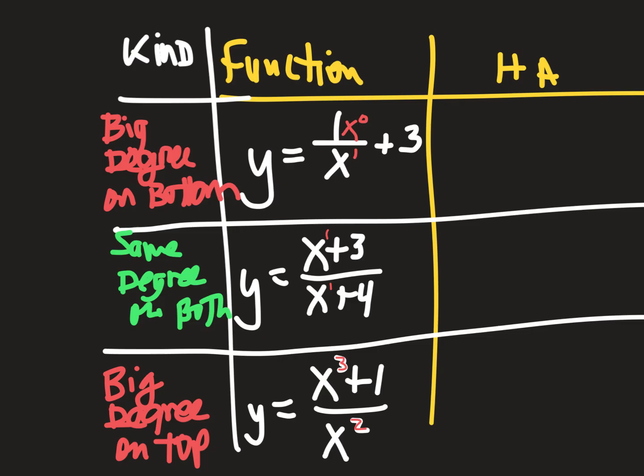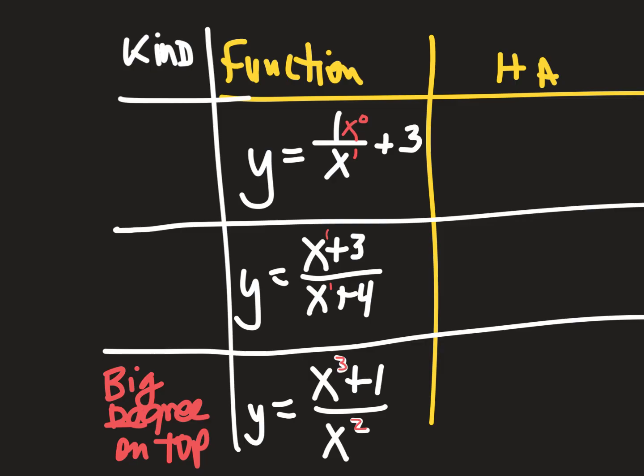The bigger degree on the bottom, I call it a BOB. Is that a math term, do you think? No, it's just a way to remember bigger on bottom. Same degree on both, SOB.